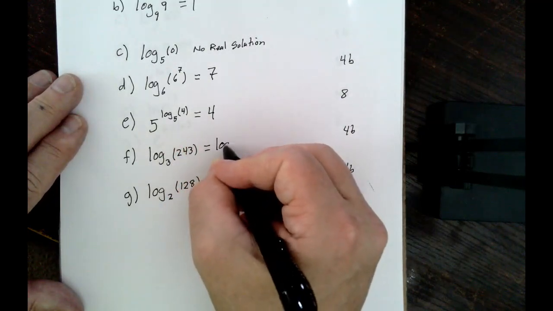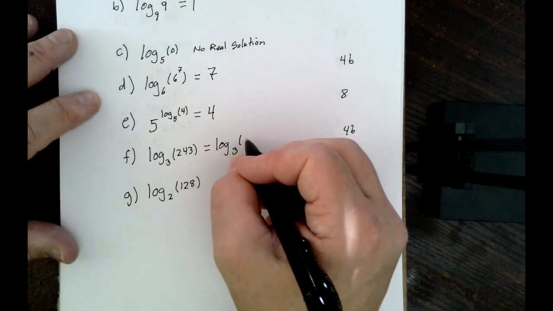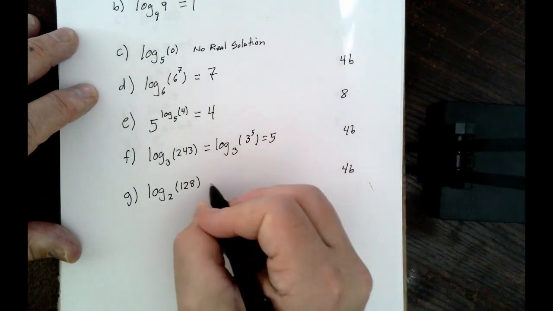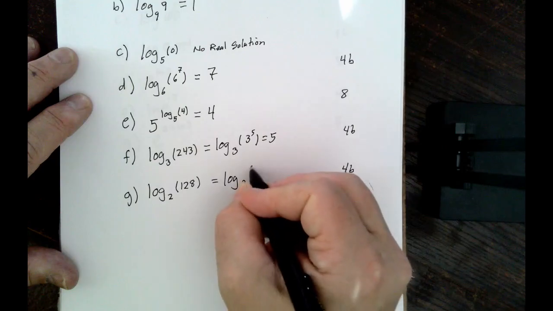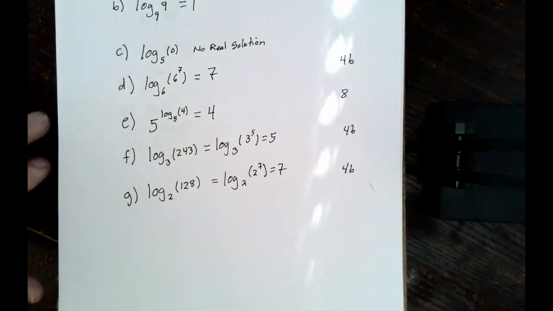And this one you can write as log base 3 of 3 to the 5th, and the answer is just 5. Then here you can write 128 as 2 to the 7th, so your answer is just 7.